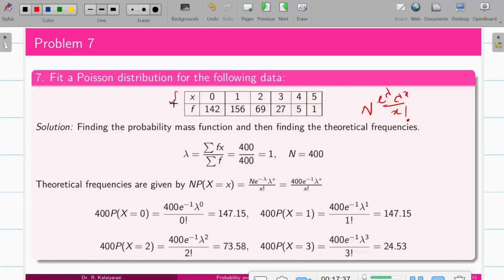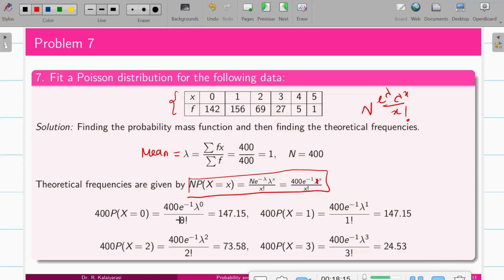First we have to find lambda. If the data is given, it is easy to find the mean. That is your lambda, the mean or variance according to the Poisson distribution. So lambda is equal to summation fx upon f, which is 400 by 400, so lambda is equal to 1. Here N is 400. The theoretical frequency is N p of x, which is N e power minus lambda, lambda power x by x factorial, so 400 e power minus 1, because lambda is known. Lambda power anything is going to be 1, so there is no use in writing it.